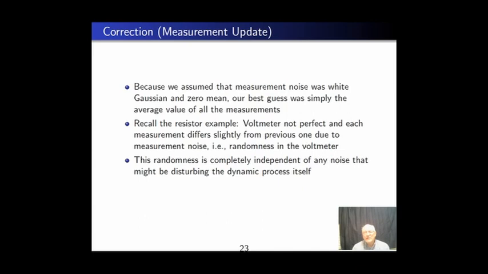Note that that randomness is always assumed to be completely independent of any noise that might be in the thing that's being measured, i.e. the dynamic process itself. We haven't dealt with process noise in any of our processes yet, but we will, and that's something that Kalman filtering will take into account. But in any event, the process noise is assumed to be independent of the measurement noise.